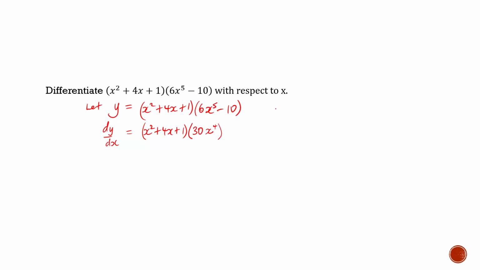When you differentiate 10, you get 0. Plus v du dx. So 6x to the power 5 minus 10 times the derivative of the other function, which is 2x plus 4. And then you can expand that, and then you get your answer. So that's simply how we use the product rule and the quotient rule in differentiation.